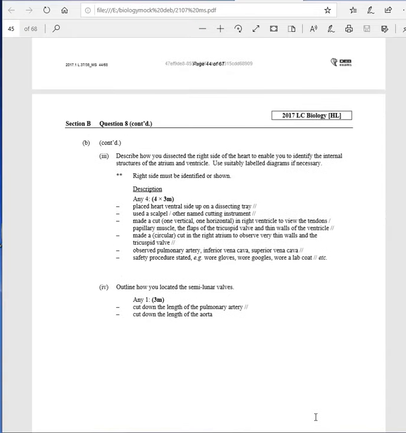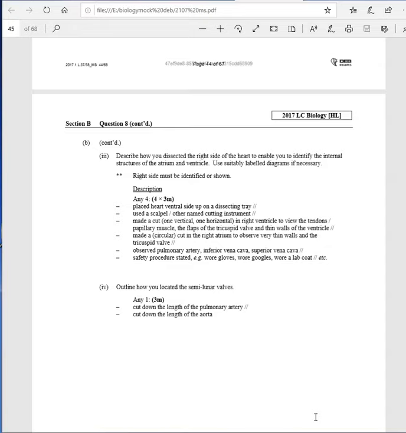Right, then it says, describe how you dissected the right side of your heart to enable you to identify the internal structures. Right, so in terms of the description, they want 4 sentences. So you place the heart, ventral side up, in your dissecting tray. You used a scalpel. You made a cut, and it's saying one vertical and one horizontal in the right ventricle to view your tendons, your papillary muscle, and the flaps of the tricuspid.